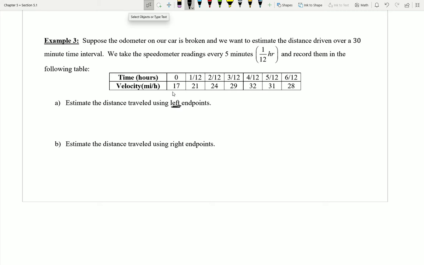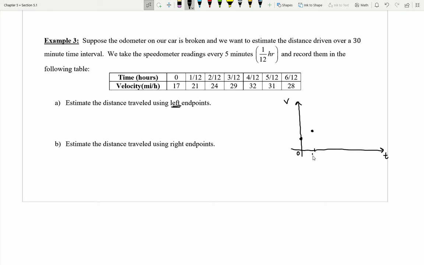Well, at first glance, this might be like, how the heck am I supposed to determine this? This is impossible. But it's actually very simple to see how I could visualize what's going on here. Notice if I have my time as my horizontal axis and my velocity as my vertical, I could imagine these pairs, the top and the bottom of this table, as setting up different points. Like I could graph 0, 17 as a first point. I could graph 1/12, comma 21.